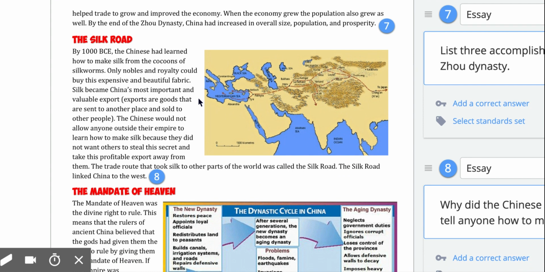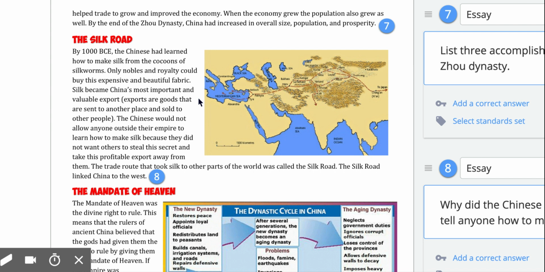The Silk Road. By 1000 BCE, the Chinese had learned how to make silk from the cocoons of silkworms. Only nobles and royalty could buy this expensive and beautiful fabric. Silk became China's most important and valuable export. Exports are goods that are sent to another place and sold to other people.